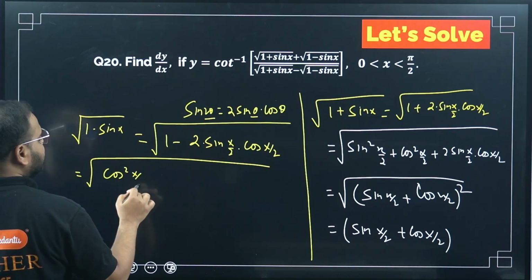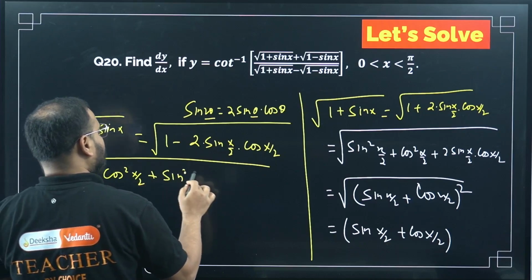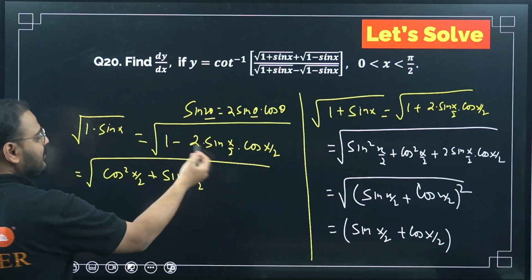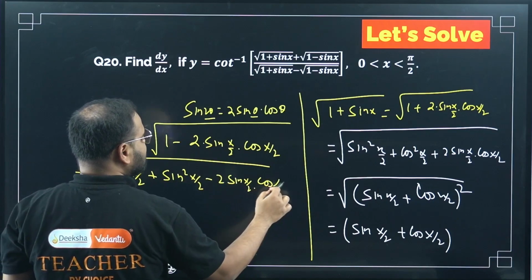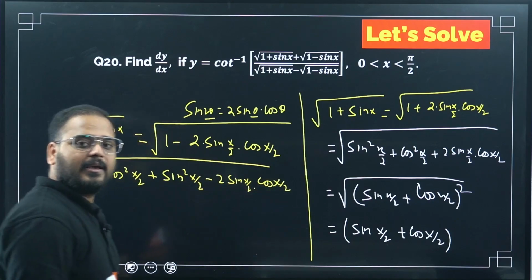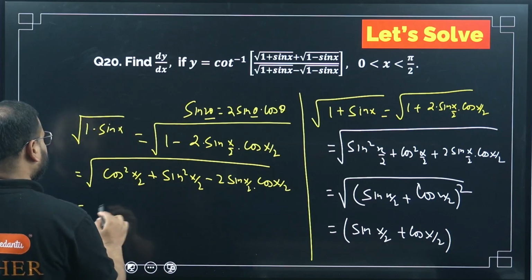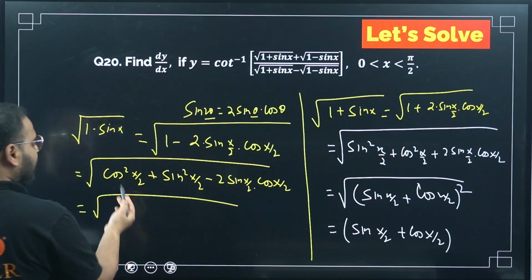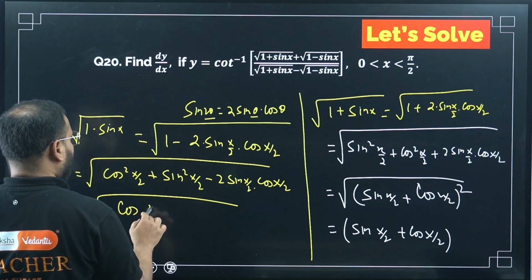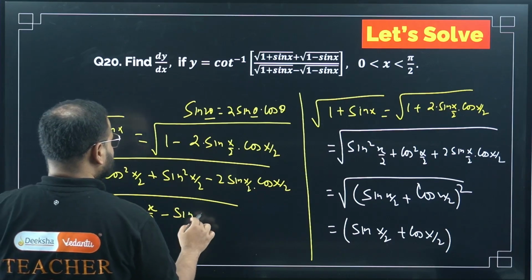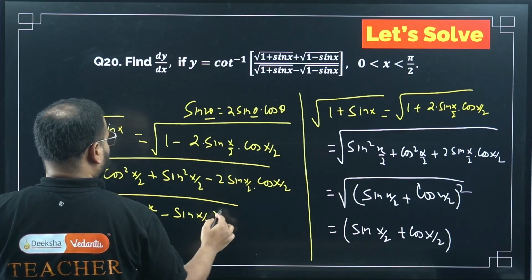Cos square x by 2 plus sin square x by 2, and this thing will remain as it is, minus 2 sin x by 2 cos x by 2. Visible? Yes, sir. Okay, now what will this become? Tell me. It will become a square plus b square minus 2ab. So it will become cos x by 2 minus sin x by 2, the whole square.